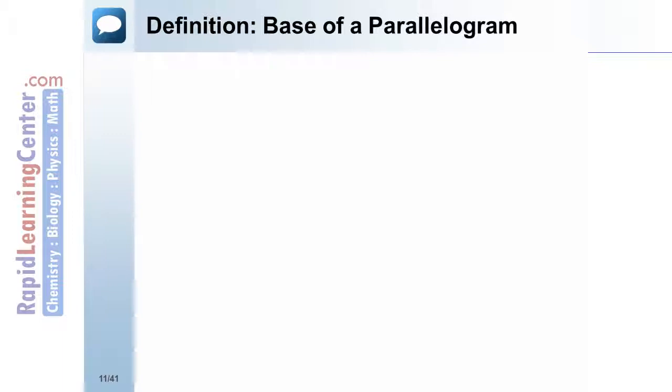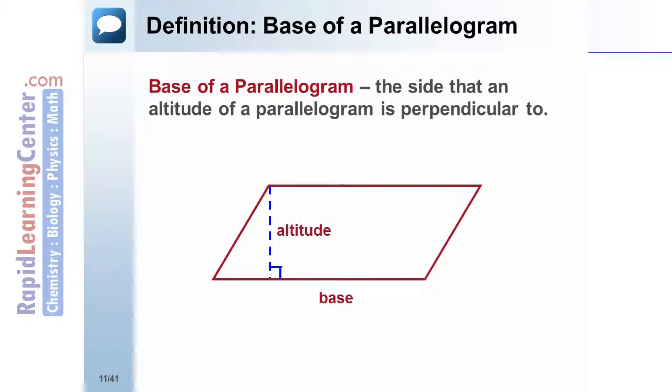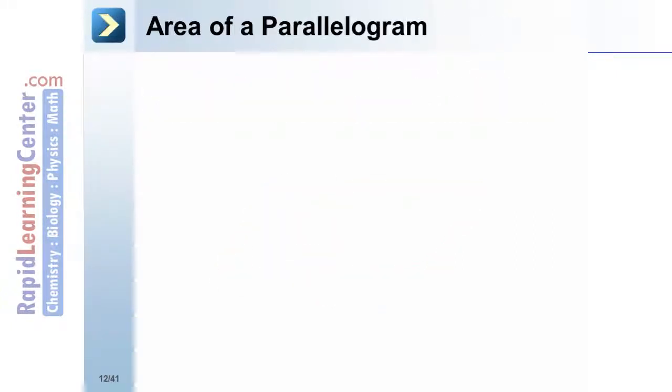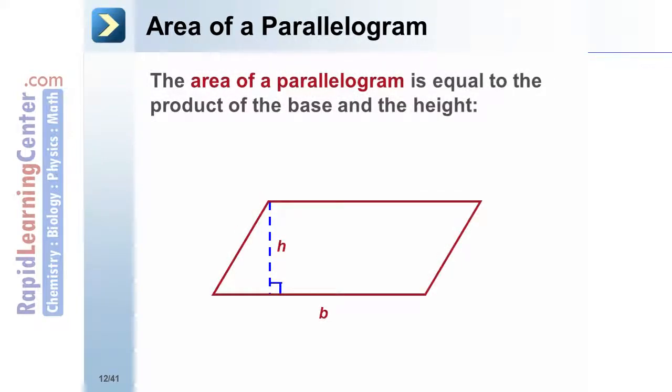Definition: base of a parallelogram. The base of a parallelogram is the side that an altitude of a parallelogram is perpendicular to. The length of the altitude is the height of the parallelogram. Area of a parallelogram. The area of a parallelogram is equal to the product of the base and the height. A equals B times H.